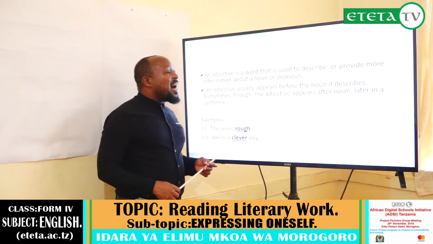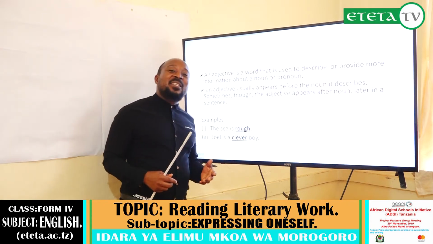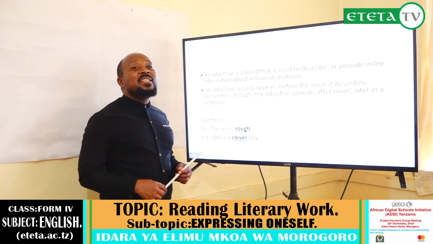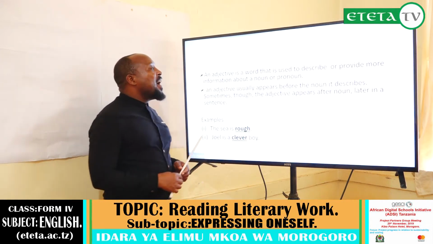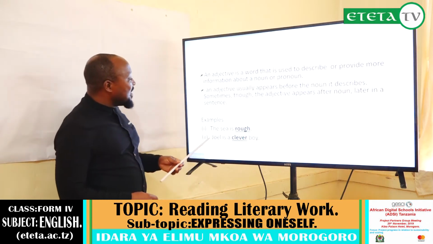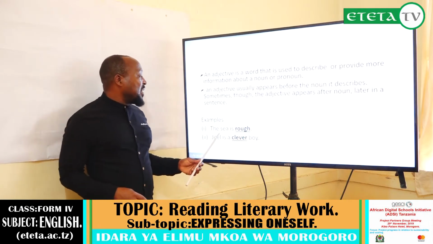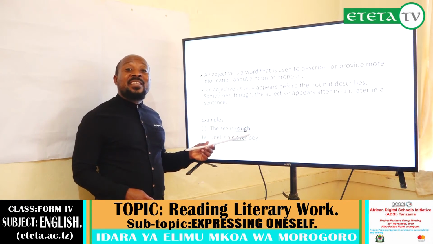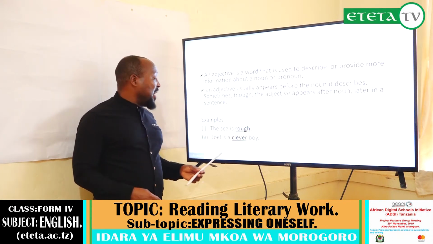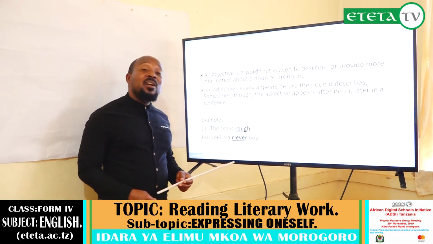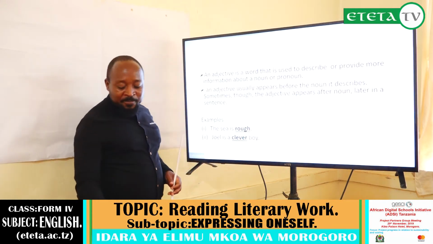In usual circumstances, we expect an adjective to appear before the noun it describes, though in some cases you find that it appears later in a sentence. For example, you have: the sea is rough. You can see that this adjective is at the end of the sentence. But then we have: Joel is a clever boy. Now you can see that the adjective has appeared before the noun boy.